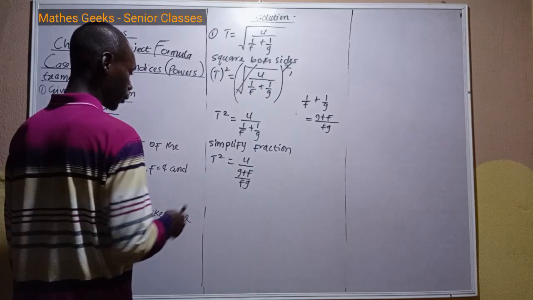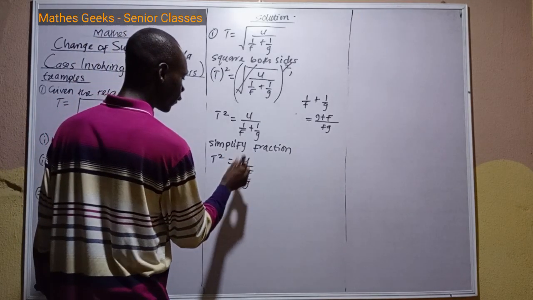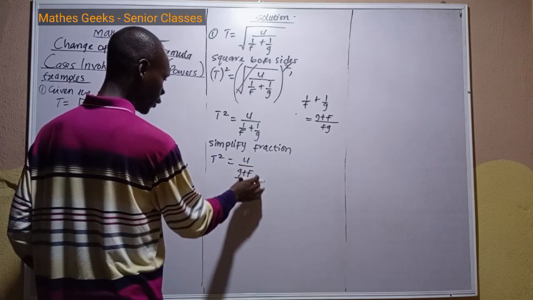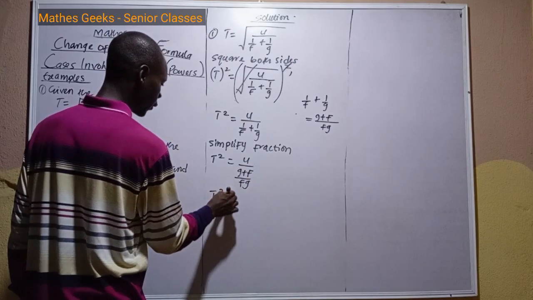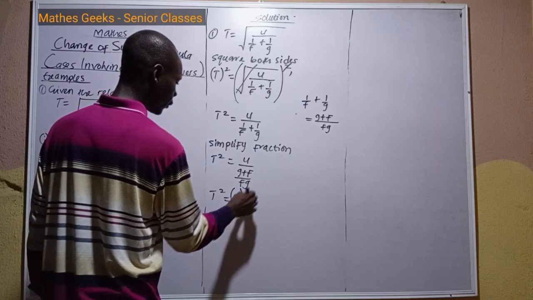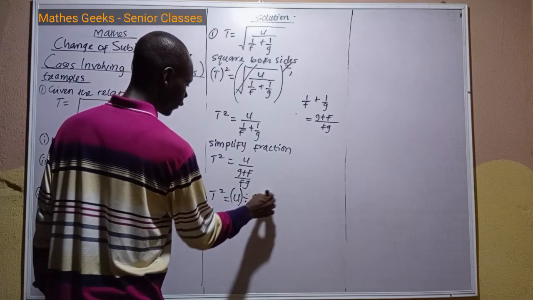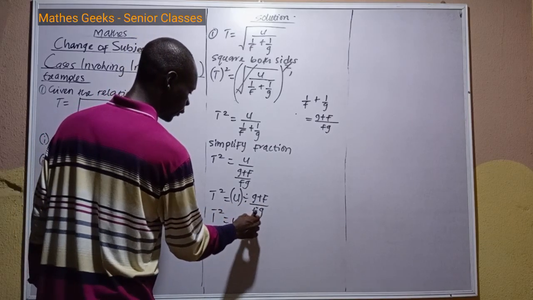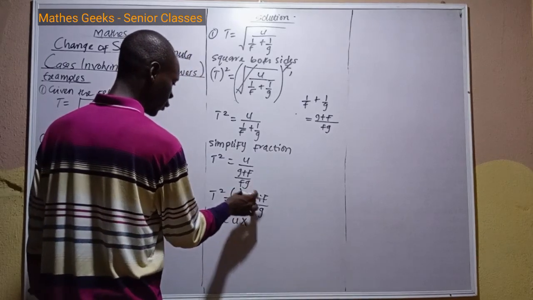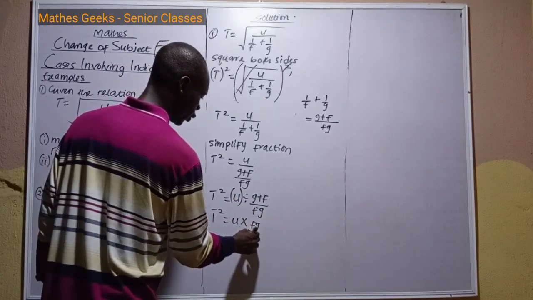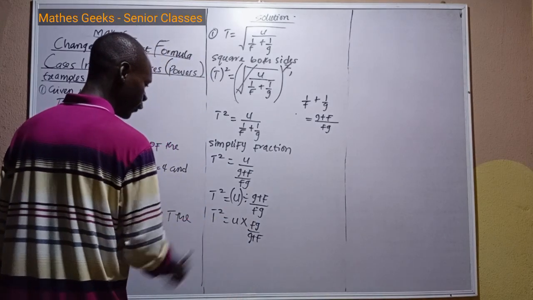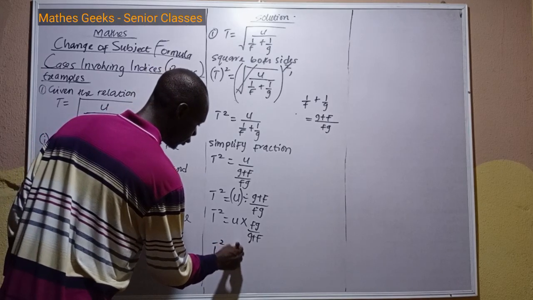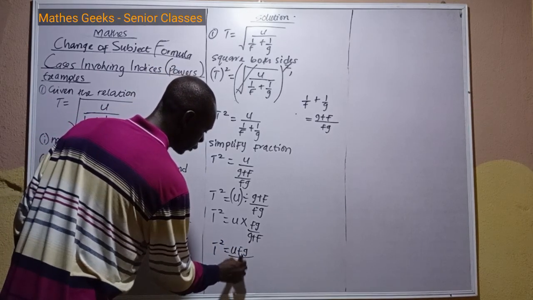Now what we're going to do next, since G is our focus, is multiply both sides by... okay, so we are not done with this part. So let's go on. C squared is equal to U divided by G plus F over FG. So C squared is equal to U times, since it turns to multiplication, FG will be here and G plus F will be here. So UFG, or FGU. So T squared is equal to UFG over G plus F.